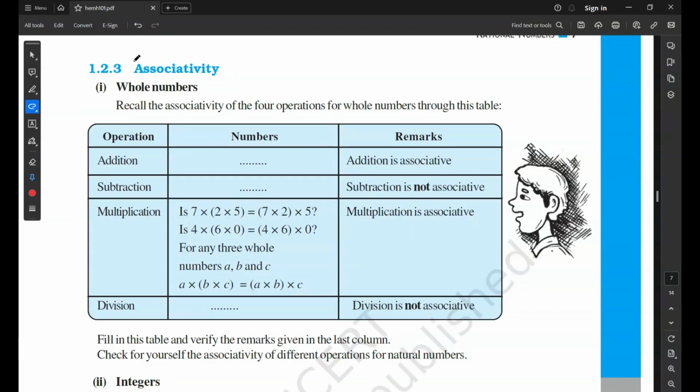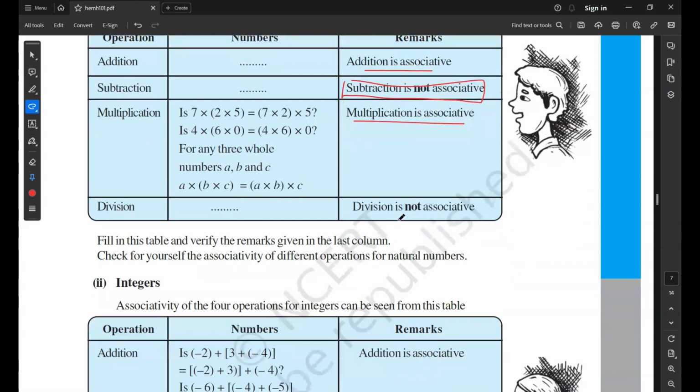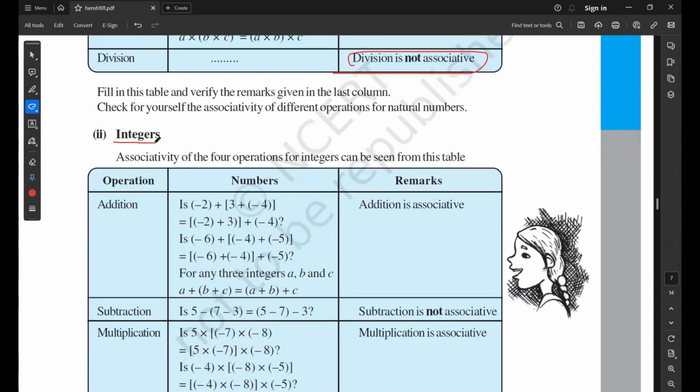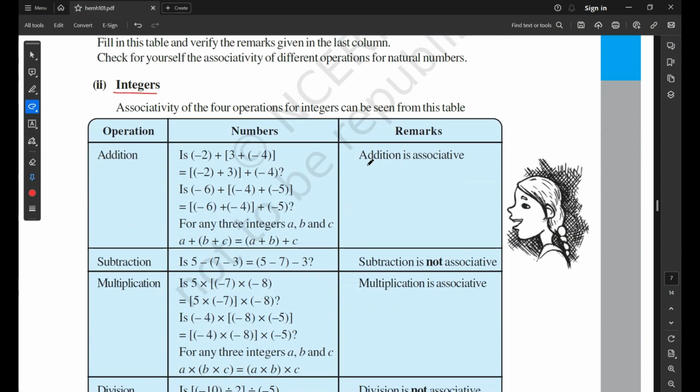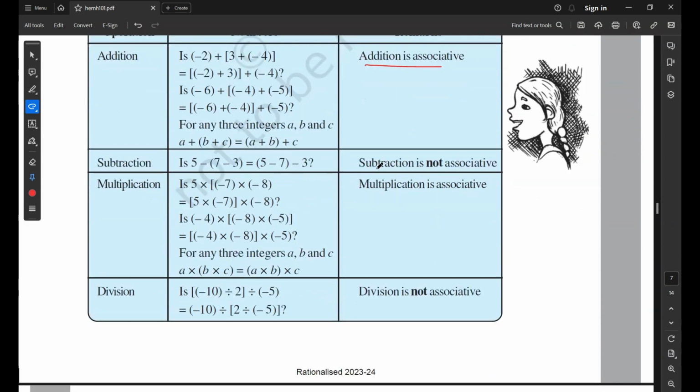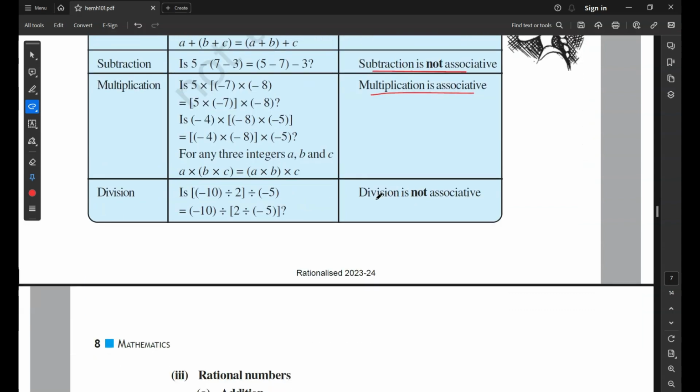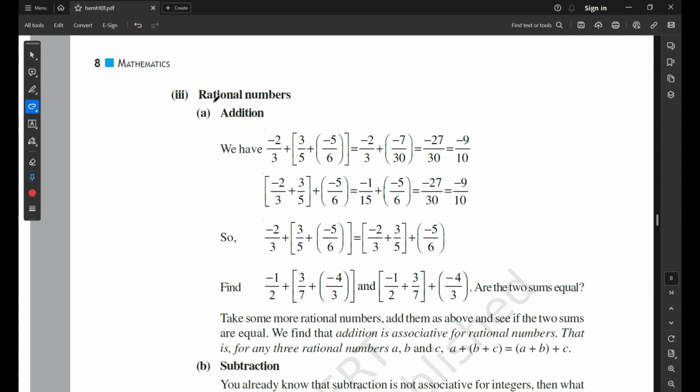Moving on to the next property, associative property, talking about whole numbers. Addition is associative. Subtraction is not associative. Multiplication is associative. And division is not associative. Then talking about integers, addition is associative, subtraction is not associative, multiplication is associative, and division is not associative.